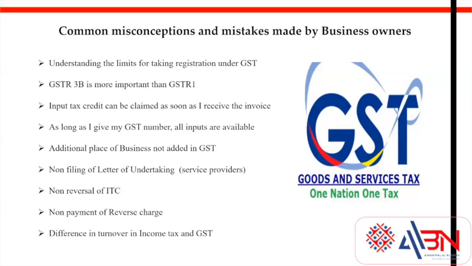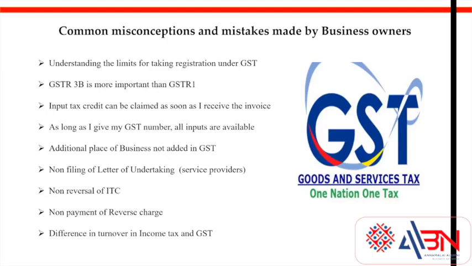And additional place of business. Now, in the previous scenario, I gave you 3 examples of Tamil Nadu, Kerala, Karnataka. Let's assume an example that within Tamil Nadu, I have 3 branches: Chennai, Madurai, Salem. Now, Madurai and Salem need to be added as an additional place of business in the GST portal. Be it a godown, be it a shop, be it a retail outlet, be it anything, you need to add it and declare it.